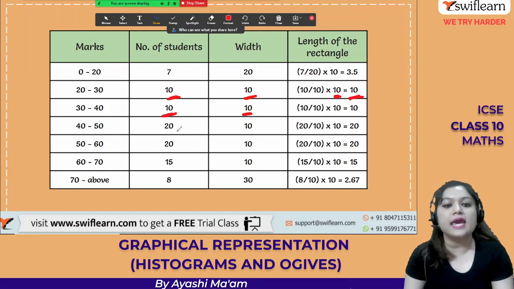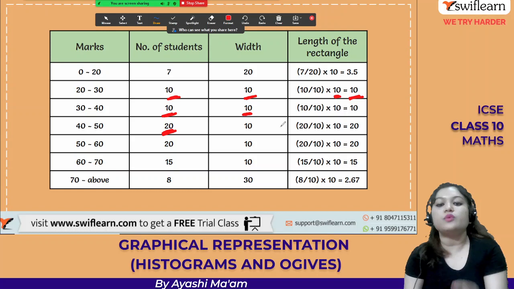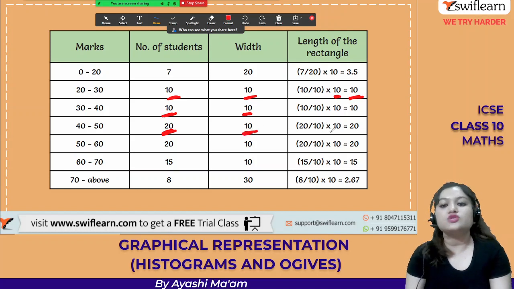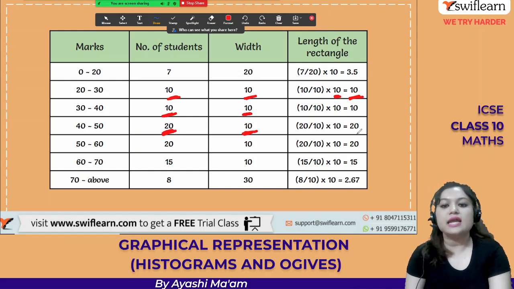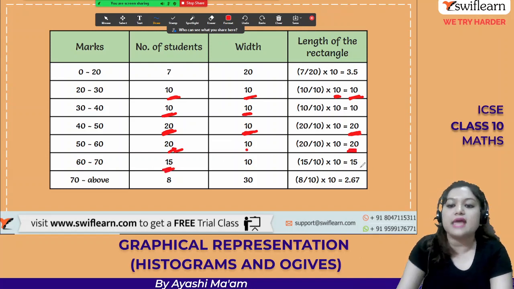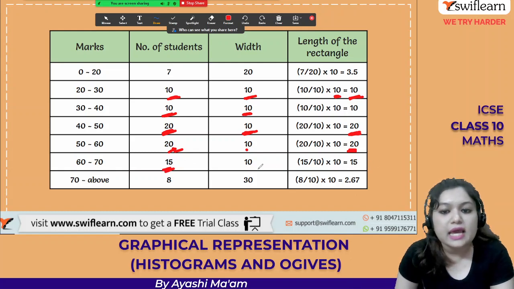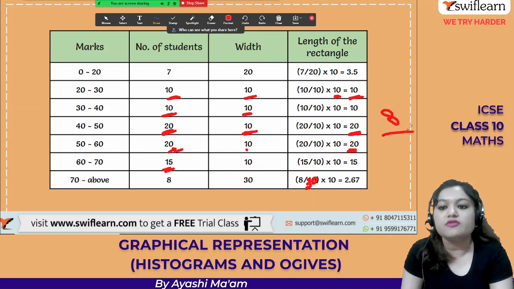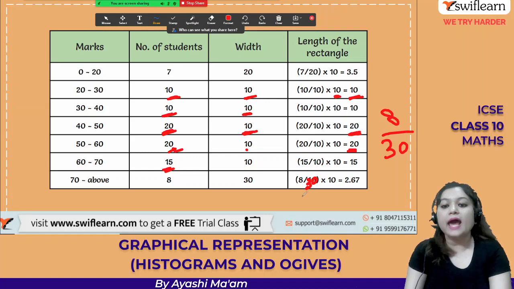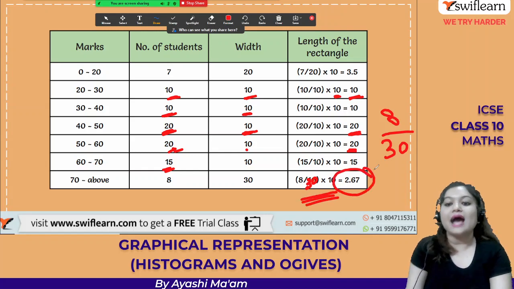This one also the same. Here number of students, that means frequency 20, divided by the class width, which is 10, multiplied by the minimum class size, which is 10, and we are getting it as 20. This one also similarly, 20 divided by 10 multiplied by 10, 20. 15 divided by 10 multiplied by 10, which is equal to 15. 8 divided by, here it will be 30, right? Because 8 is the frequency and the class width is 30. So 8 divided by 30 multiplied by 10, and we are getting it as 2.67.